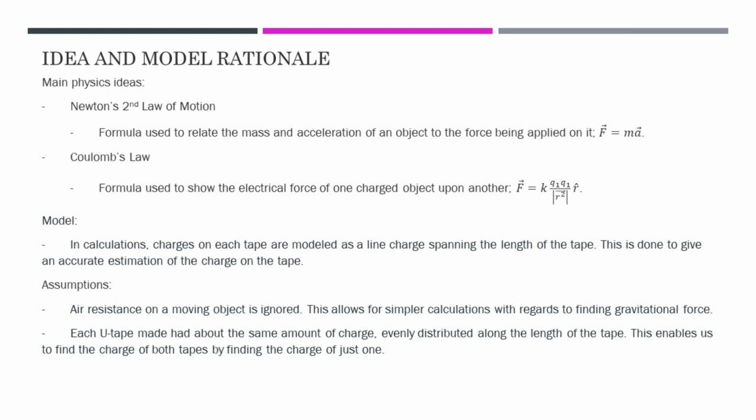In our calculations, we are modeling the charges on each tape as a line charge spanning the length of the tape. This is different from Lab 1, where we used a point charge. We do this to give an accurate estimation of the charge of the tape. We are also assuming in these calculations that air resistance is being ignored. This allows for simpler calculations with regards to finding gravitational force. Also, each U-tape had about the same amount of charge, evenly distributed along the length of the tape. This enables us to find the charge of both tapes by finding the charge of just one.